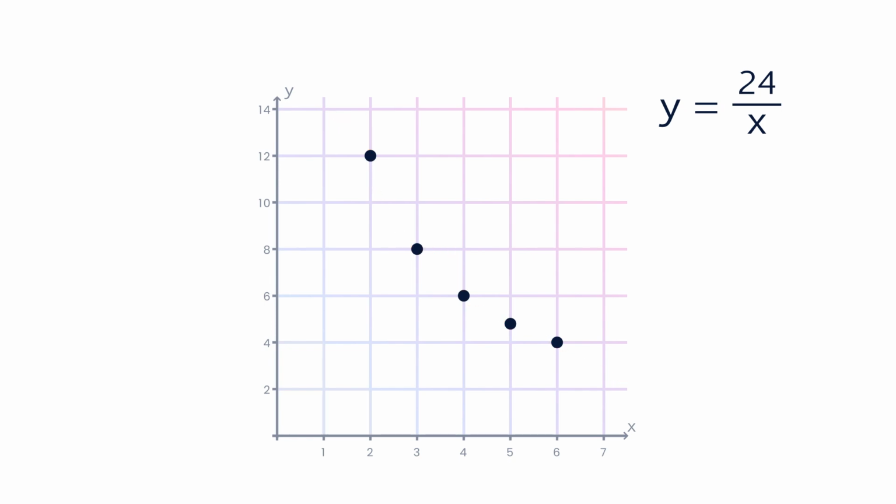By checking more points, you can feel more confident that the underlying function is inversely proportional. However, if only one point has a different ratio, you know that it can't be an inversely proportional function.